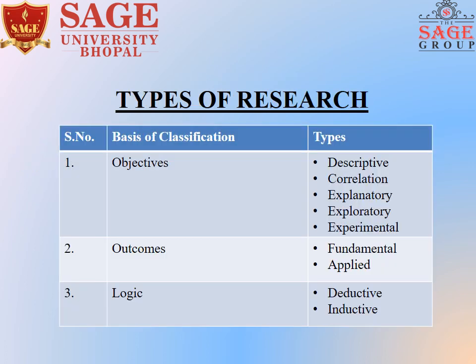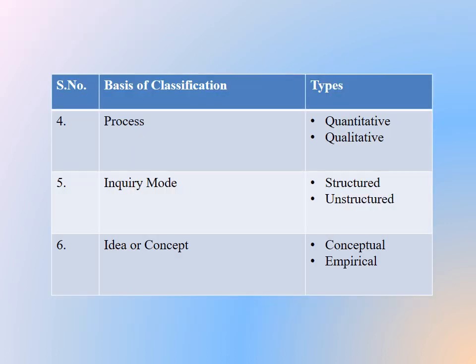Now, let us quickly look into the various types of research. Research can be broadly classified under 6 heads. What are they? They are objectives, outcomes, logic, process, inquiry mode, idea or concept.